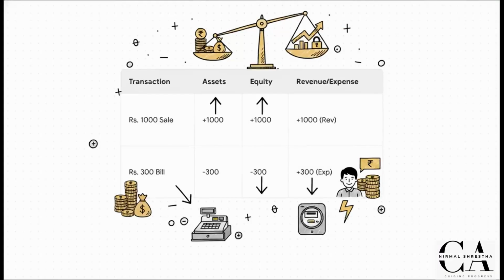So, let's look at this equation in action. Say you make a 1,000 rupee cash sale. Your cash asset goes up by 1,000. To balance the scale, your revenue, and therefore your equity, goes up by 1,000 too. Now look at a 300 rupee electricity bill. Cash drops by 300, your expenses increase, which brings overall equity down by 300. The scales balance perfectly every single time.